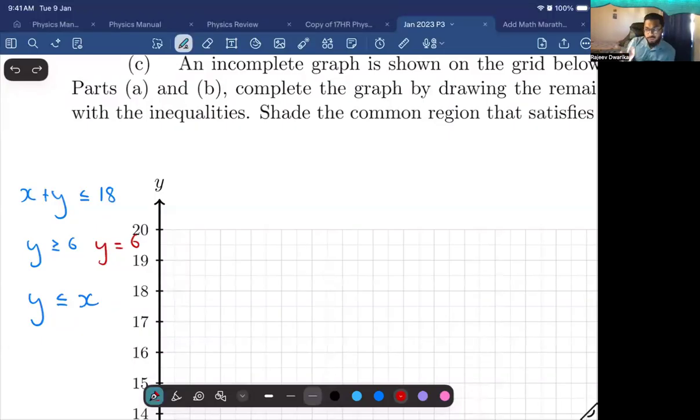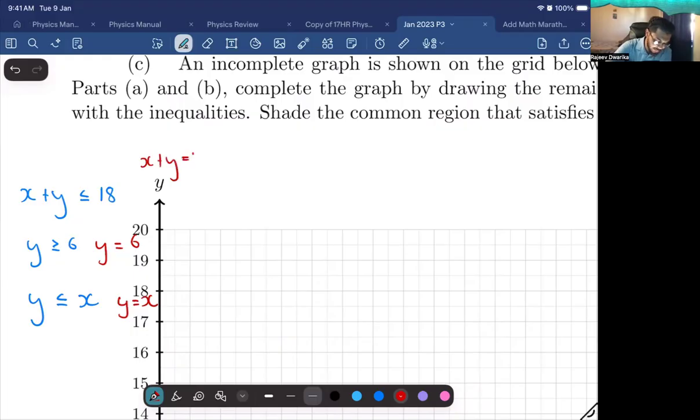When we are taking an inequality and writing its equivalent equation, instead of writing an inequality sign, you're just going to write an equal sign. So instead of writing y is less than or equal to x, you're just going to write y is equal to x. That's it. Understand? Yes, sir. And for this one, what would the equivalent equation look like? X plus y is equal to 18.